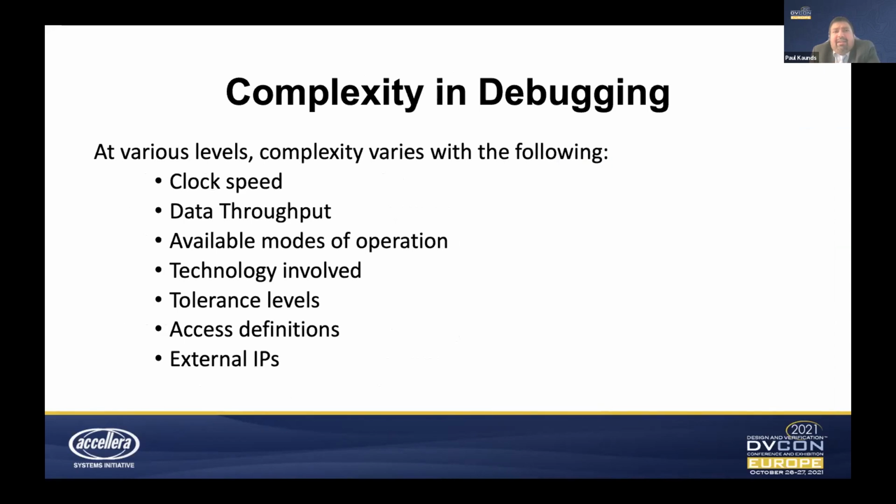The complexity in debugging is due to what? At various levels you have lots of complexities like clock speeds, data throughput, available modes of operation. Tolerance levels, access definitions, external IPs. These are a few things I've just picked up to highlight the issues of complexity in debugging.